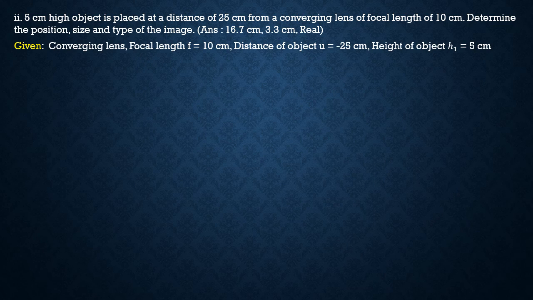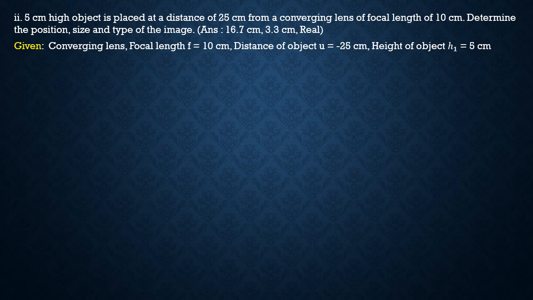Okay, let's see. Given: converging lens. That is also we have to write, which is a converging lens. The focal length of the lens is f equals 10 centimeter. As I told you, the distance of the object we write as u. The distance of the object from the lens is given as 25 centimeter, but I am writing here minus. In the question it is not mentioned anything, but I am taking here minus.